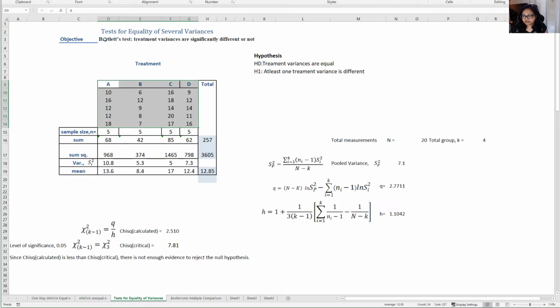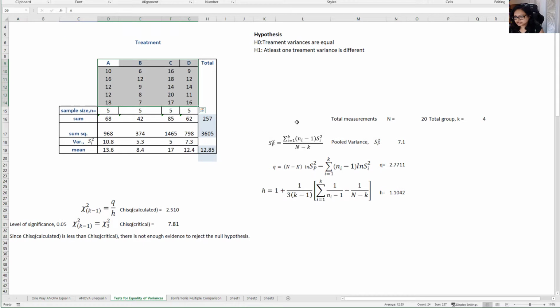So in the Bartlett test, the hypothesis is that we want to find whether the treatment variances are equal, or the alternative is that the treatment variances are not equal. That means at least one treatment variance is different. Okay, so we have to do a little bit of calculation.